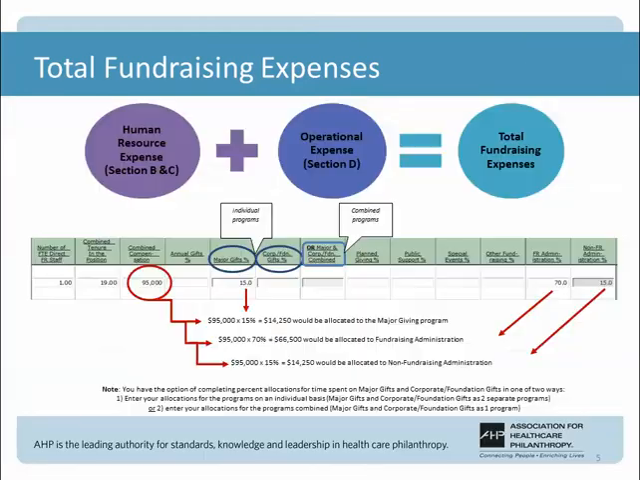We also provide metrics for each of your individual programs. So in order to generate your total expense number for major gifts, we then take the amount that you attributed to your major gift program, take that percentage from the total expense, and add those together for your direct, indirect, and operational. That way we can calculate your cost to raise a dollar and return on investment for each of your fundraising programs.